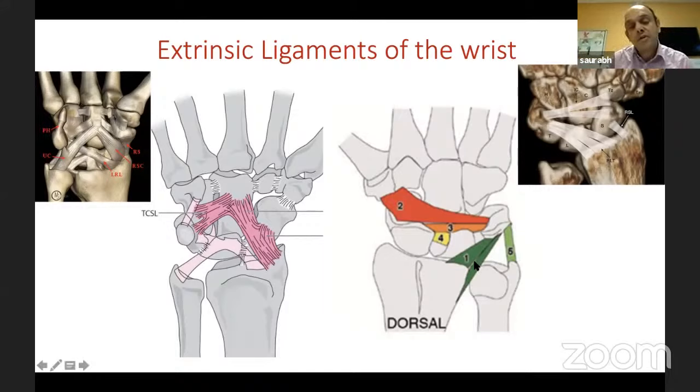If I see from the dorsum now, all these extrinsic ligaments are centered over the triquetrum, hence your triquetral avulsion, capsular avulsion. They're again thickenings of the capsule, running from the dorsum of the radius to the triquetrum, and from the distal row of the carpus to the triquetrum, as seen here.